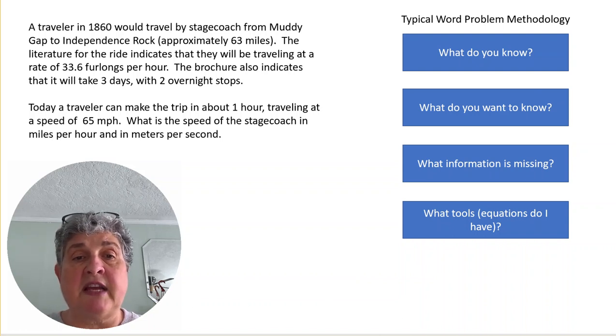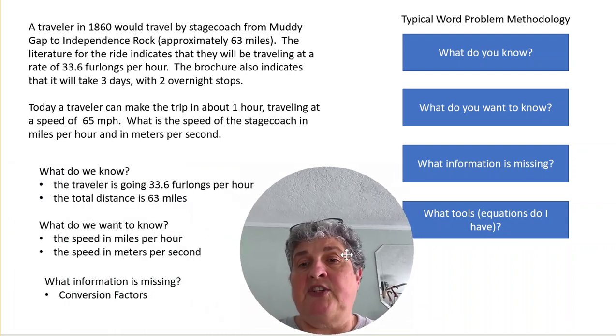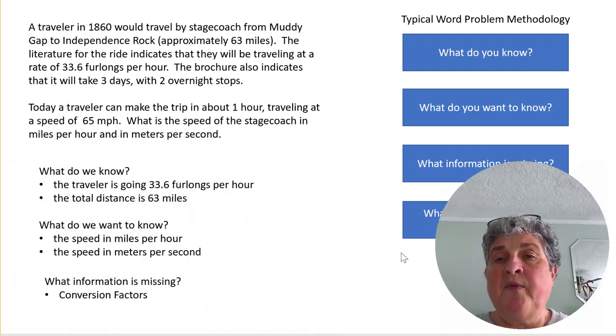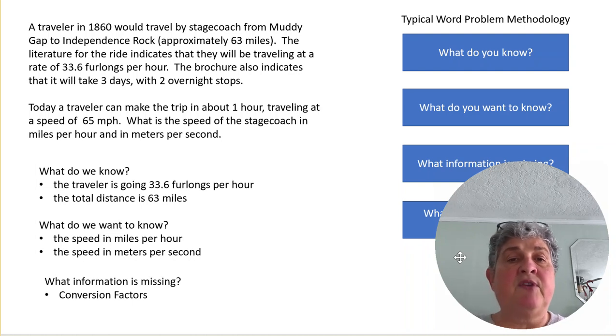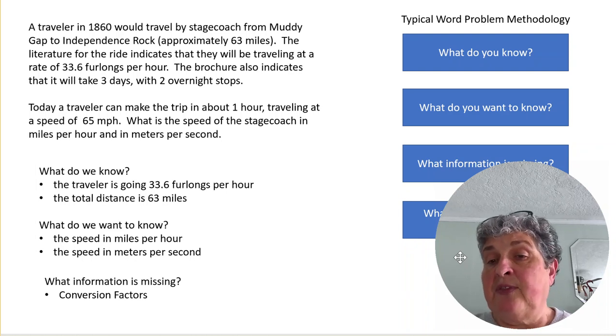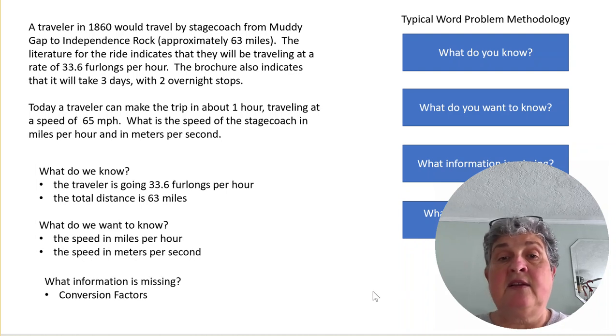So let's take the next step of the problem here. Since we already looked at what do we know, what do we want to know, and what information do we have, let's look at what we know. We know that the traveler is going 33.6 furlongs per hour. We also know there's a total distance of 63 miles.